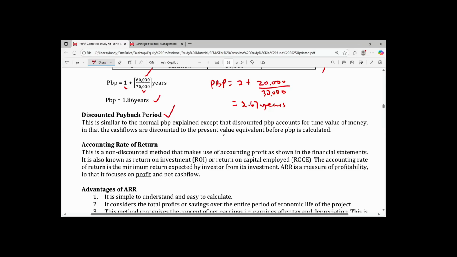You would discount it to the present value equivalent. So it is your present value that you then use to recover the initial investment.